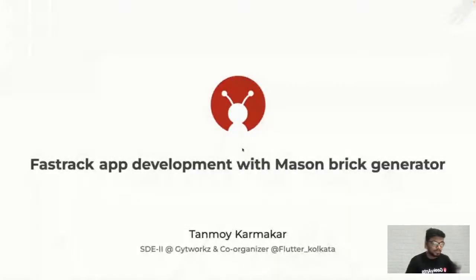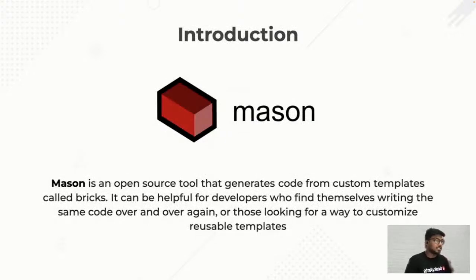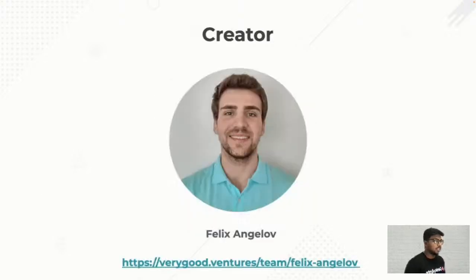Hello everyone. So in this session, we will see how to fast track your app development using Mason Brick Generator. So let's start with a small introduction. What is Mason? Mason is an open source tool that generates code from custom templates called bricks. It helps us to create templates which can be reused every time and make our development a very easy process.